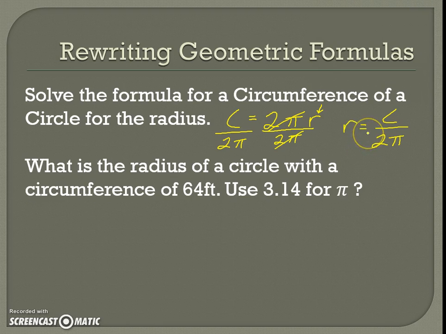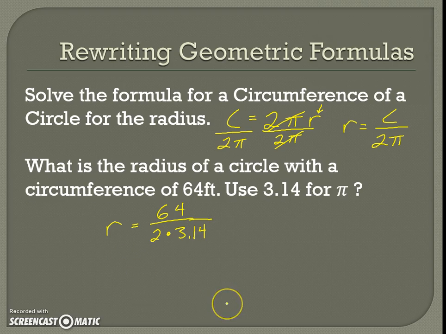Some of the ones that get a little more difficult would be using the trapezoid. That's an ugly formula. What is the radius of a circle with a circumference of 64? Use 3.14 for pi. Okay, so we're going to take 64 and substitute that in for c. And then I have 2 times, and instead of pi, I'm going to use 3.14. I know your calculators have a pi key. I don't really care if you use it. That's perfectly fine with me.